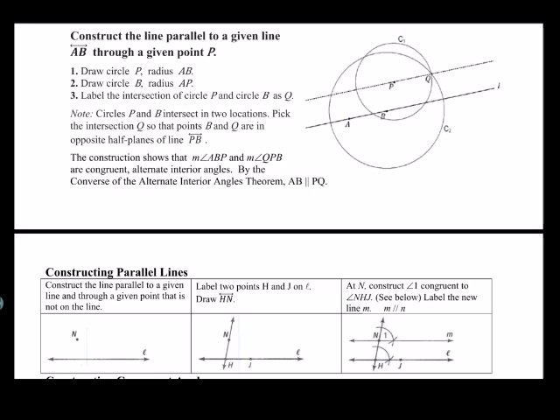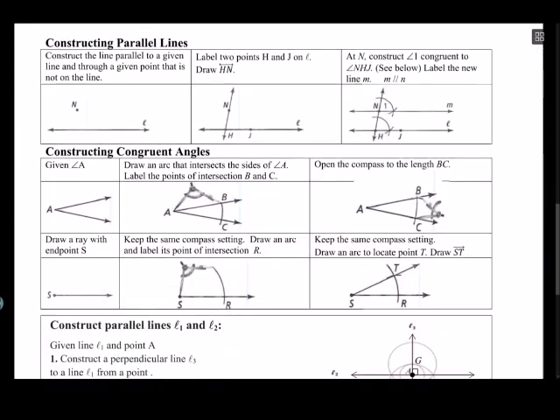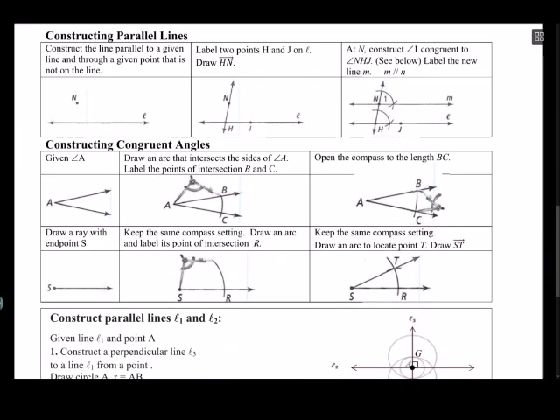So we will go to our construction application and do examples of how to construct parallel lines using a parallelogram and circles. We will also construct parallel lines using congruent corresponding angles. And to do that, we are going to have to construct congruent angles. So both of these instructions are here.